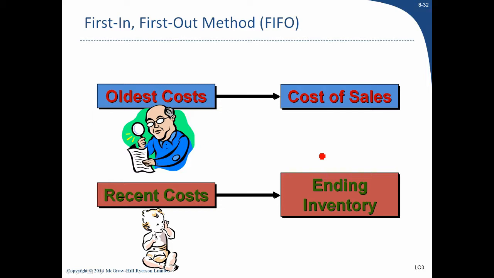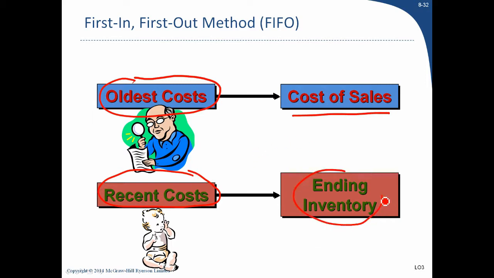It's a dollar amount. So the oldest costs, meaning the costs that have been in line the longest, move to cost of sales. They get out of the line eventually. The recent costs, those people that just got in line, sit in ending inventory. If I were to say at midnight, are you in inventory or cost of sales at Campus Pizza? Cost of sales would be you got your pizza and you left. Ending inventory would be you're still in line at midnight.